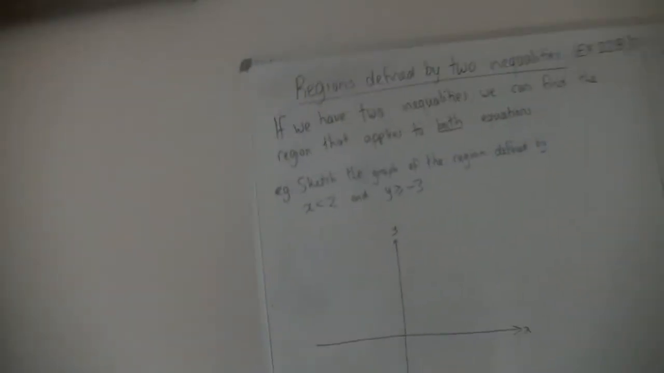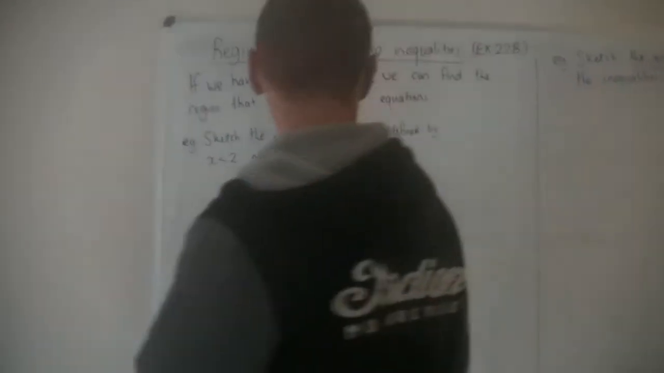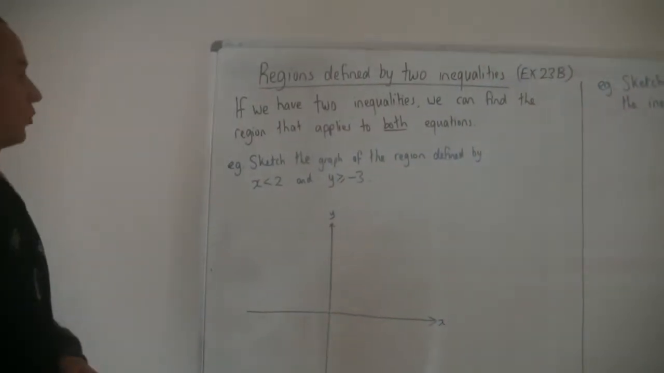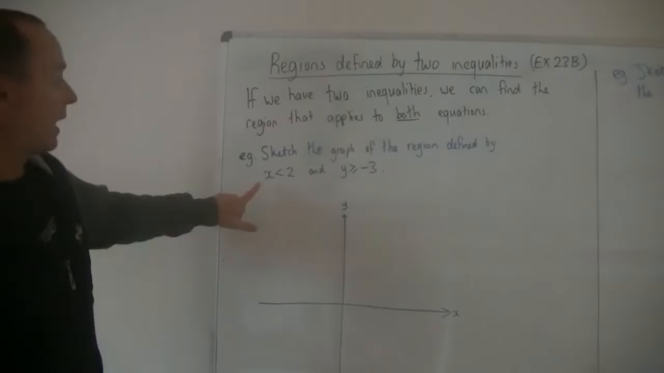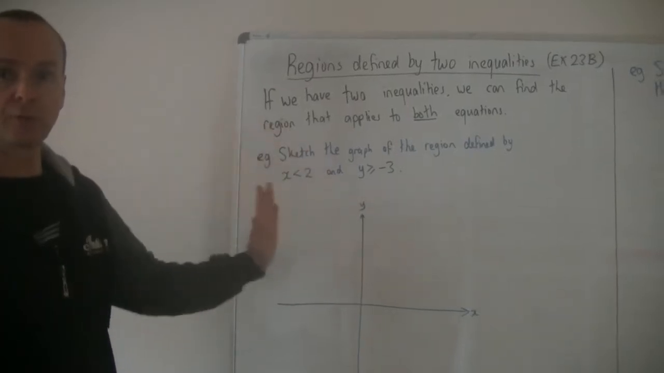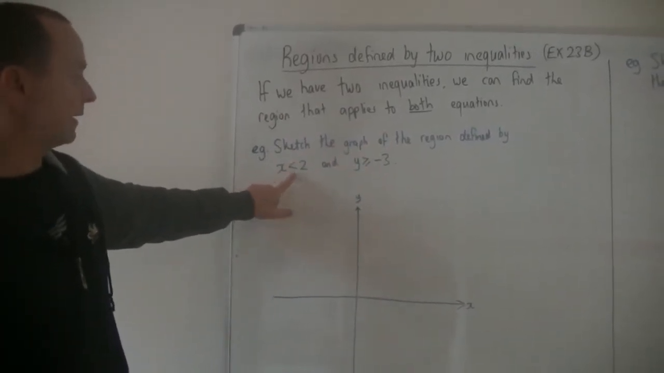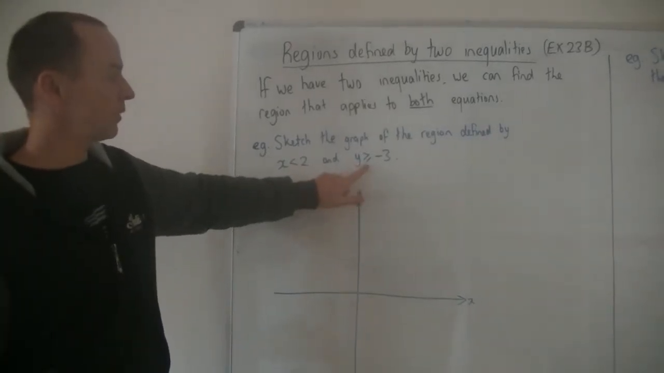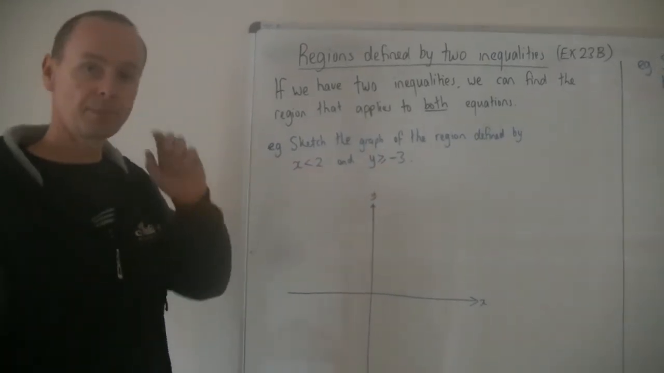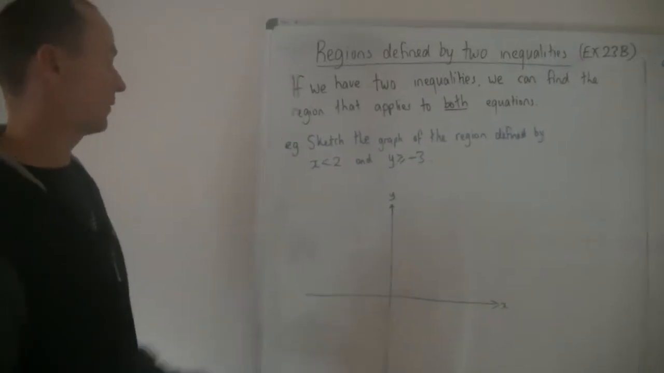Excellent. Alrighty. So, as I just explained, we've got two equations. So the first one's with special graphs. Remember, horizontal or vertical lines. Sketch the graph of the region defined by x is less than 2 and y is greater than or equal to -3. So the first step is to draw the graphs of each of these.